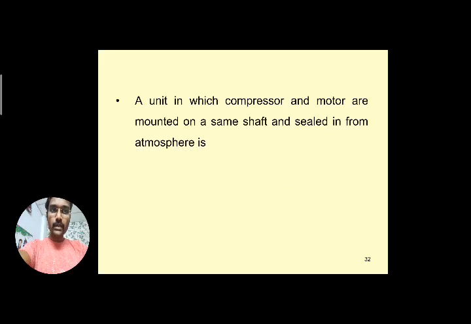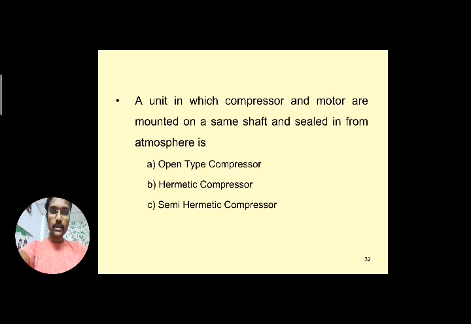Compressor type. Okay, a unit in which compressor and motor are mounted on a same shaft and sealed in from atmosphere and away from the atmosphere is a single unit. Compressor and electric motor, whenever it is placed on the same case, what thing you have to take. So when we have the options here, open type, hermetic, semi hermetic, and none of the above. So in which case both of them placed in the same case and sealed away from the atmosphere, it means it is a hermetic type of compressor.